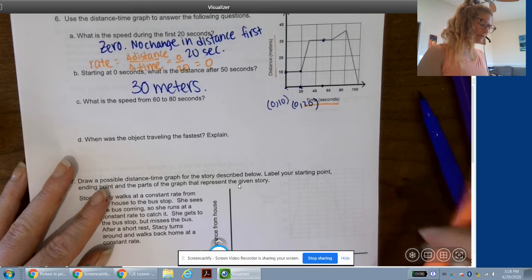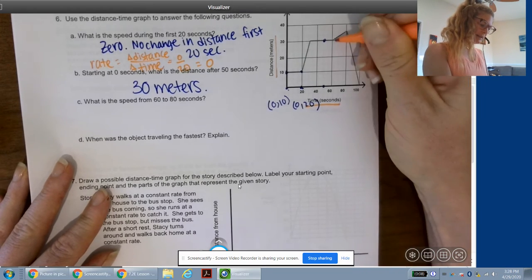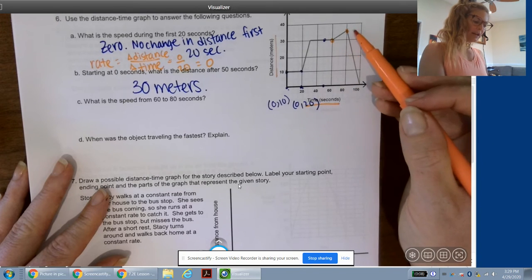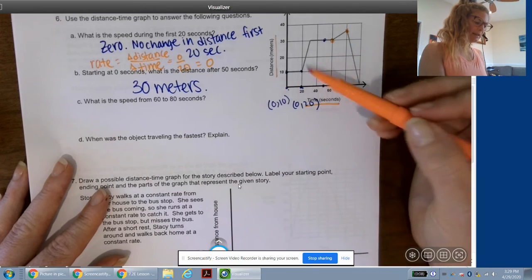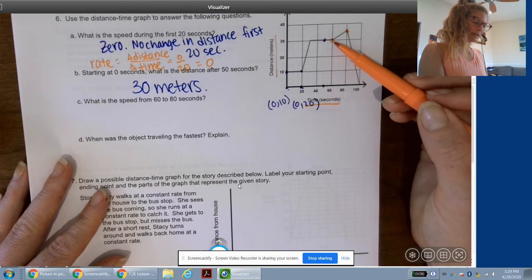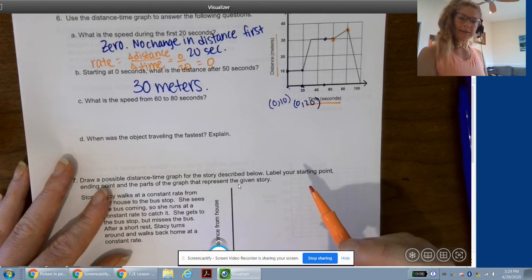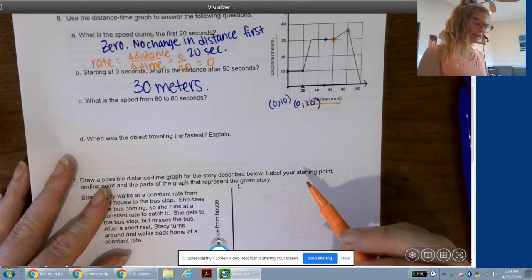What is the speed from 60 to 80 seconds? So this is 60 to 80. It looks like we are moving again. Looks like we stayed still. We walked away. We stayed still. We walked away. And then we walked back to whatever our 0 point is. So what's the speed from 60 to 80 seconds?